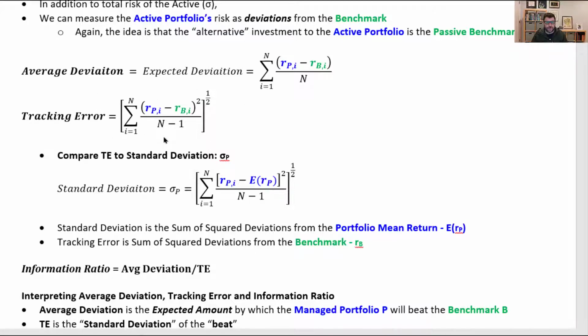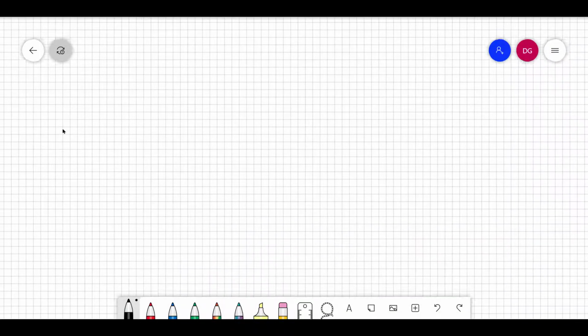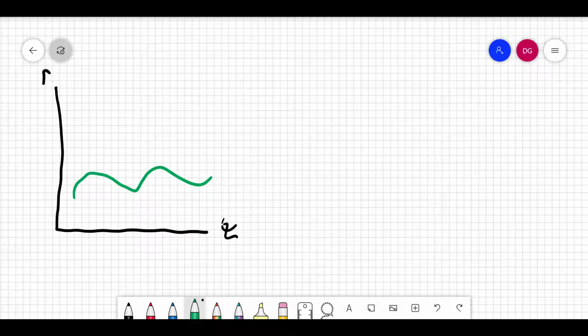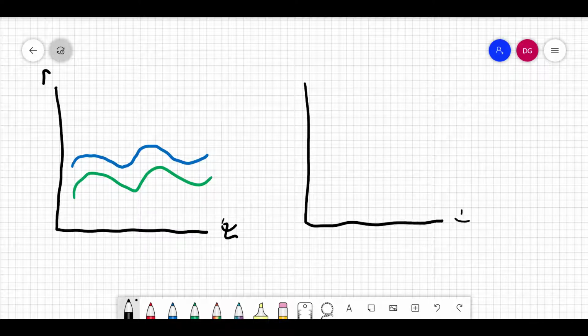Let me just draw something really quick to give you an indication of what we're talking about. So here's the idea. Over some period of time, I have a set of returns, and I'm going to draw the return for my benchmark, and I'm also going to draw the return for the active portfolio. In this case, I've drawn it in such a way that the active portfolio consistently beats the benchmark by a stable amount. And in this situation, I'm also going to draw the exact same benchmark. At least that's the idea.